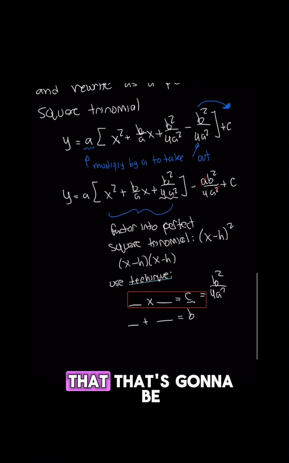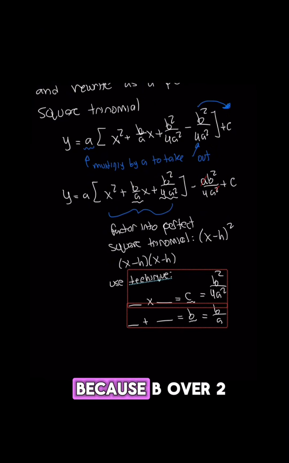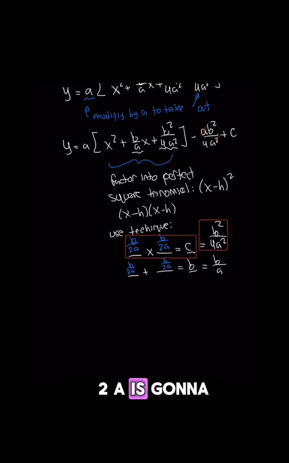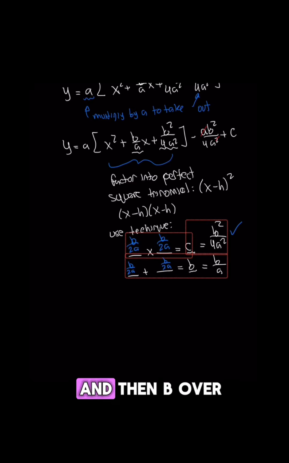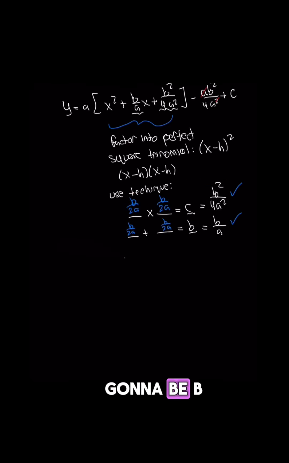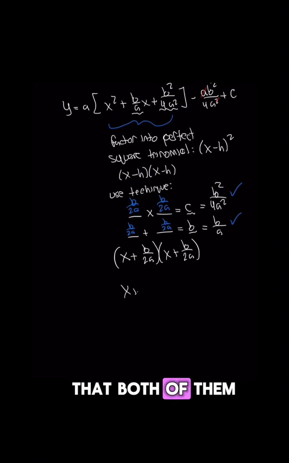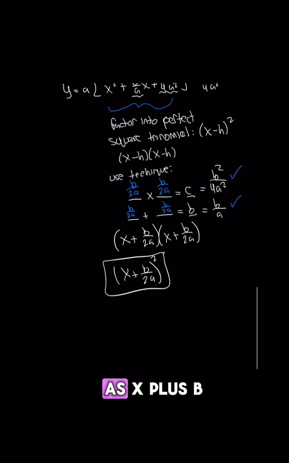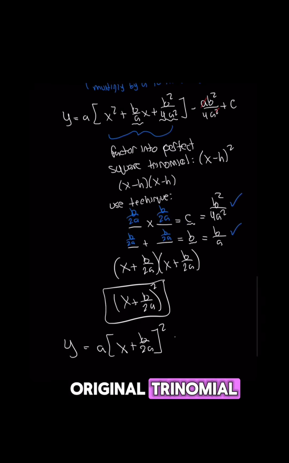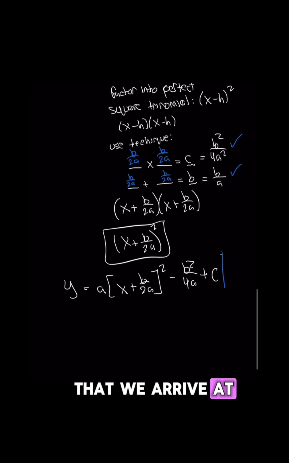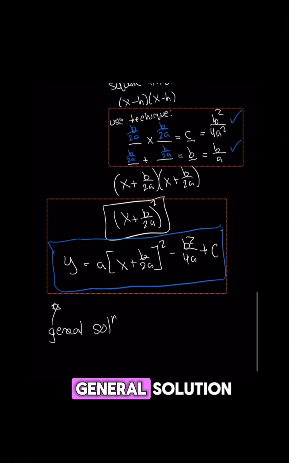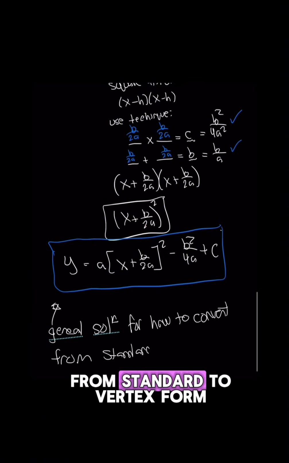We can identify that that's going to be b over 2a, because b over 2a times b over 2a is going to be b squared over 4a squared, and then b over 2a plus b over 2a is going to be b over a. We can plug these values in for the factored form, and we can notice that both of them are the same, so it's the same as x plus b over 2a squared. So we can plug that in for the original trinomial, and if we do that, we arrive at this expression here. So this is the general solution for how to convert from standard to vertex form.